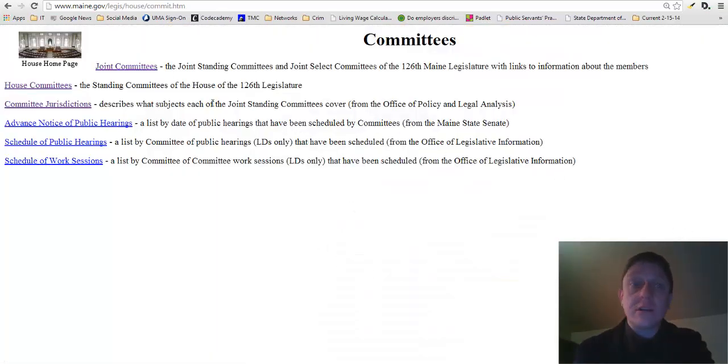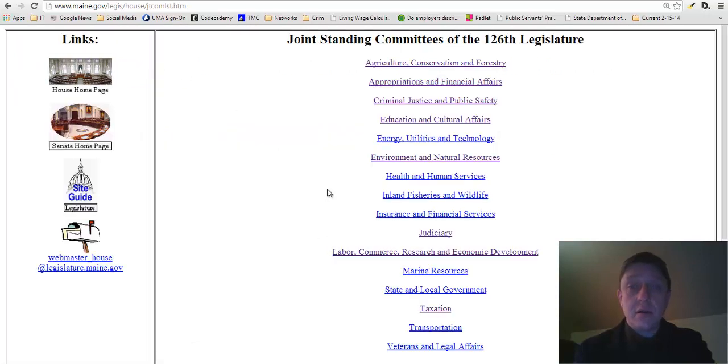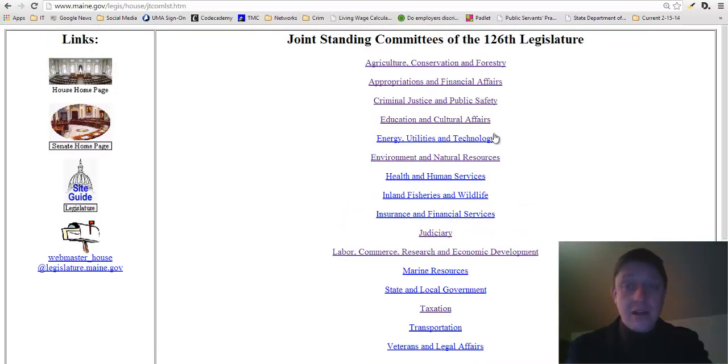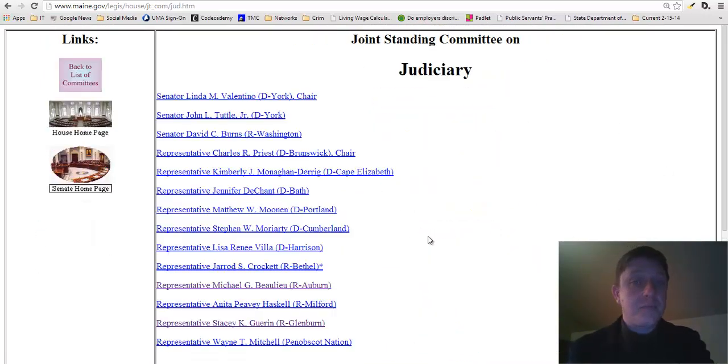And let's look at some joint committees. Okay, there are a lot of committees here in the 126th Maine State Legislature, the current one, because I'm going to ask you to look at membership in 2 committees and to create a network based on those. Let's look at 2. I'm going to look at Judiciary.